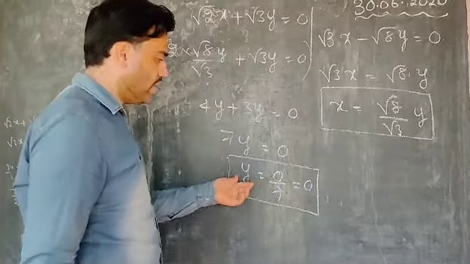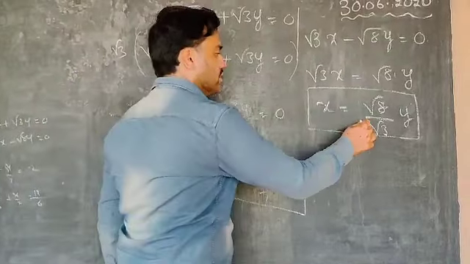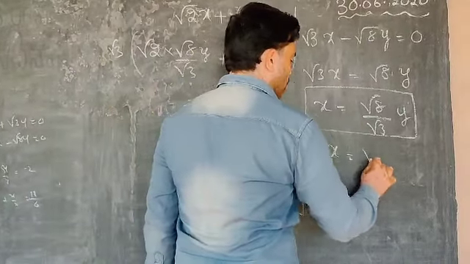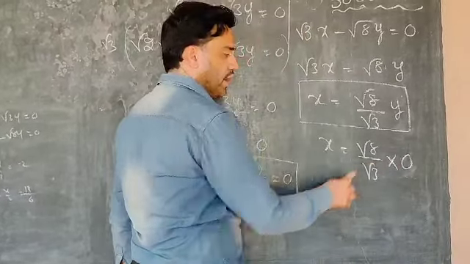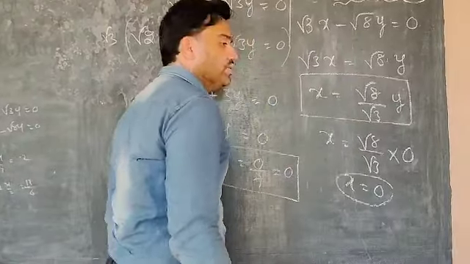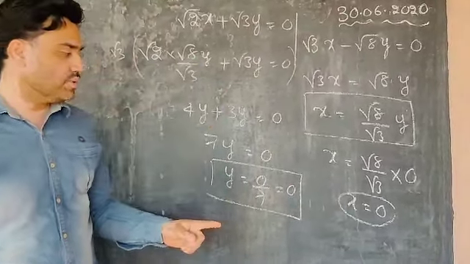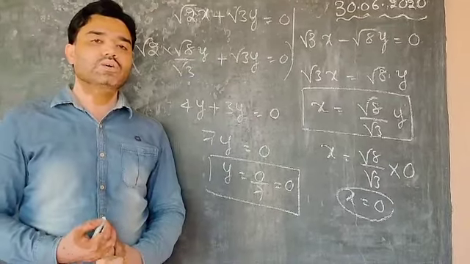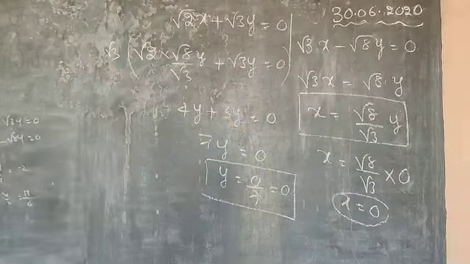So as I told you, y value, how much did we get here? 0. Substitute in this equation. So x is equal to root 8 by root 3 into the y value, which is 0. Any number into 0 is 0. Therefore x is equal to 0. So I have told you earlier, they are homogeneous equations. The x value must be 0, the y value must be 0, so that it satisfies both the equations. That is the solution.